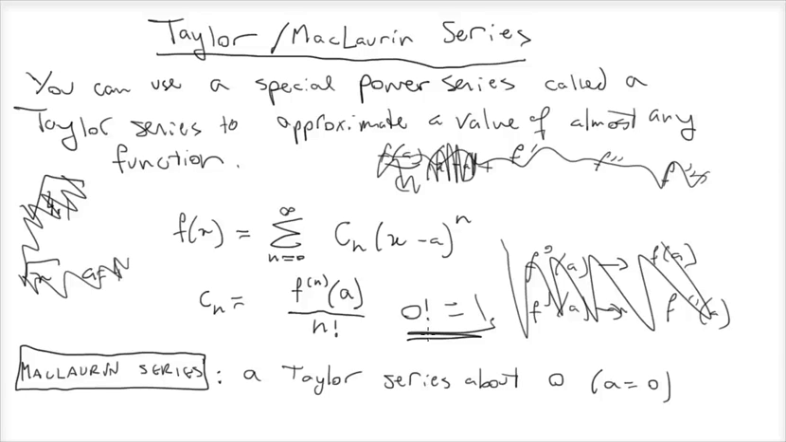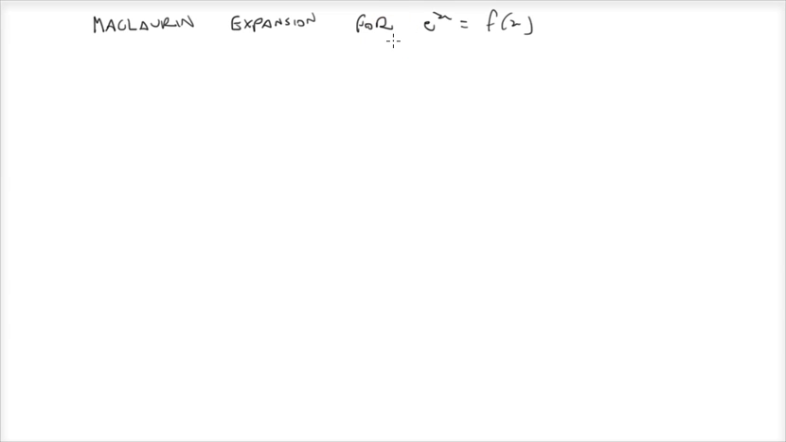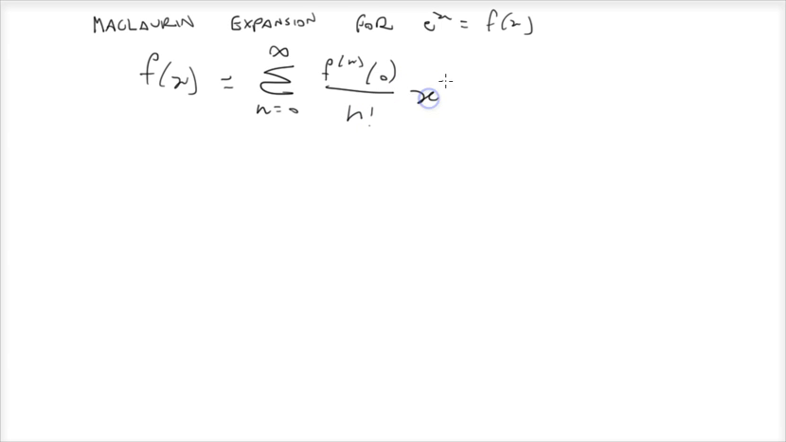So, let's do one of these. Let's do the MacLaurin series for the function e to the x. If we're going to write out the MacLaurin expansion for e to the x, first we want to write out our formula. So f of x is going to be equal to the sum, starting at 0 going up to infinity, of f to the n at 0 over n factorial, and since it's a MacLaurin expansion, we don't need to write out that minus a, x to the n. So this is the expression that we're using.